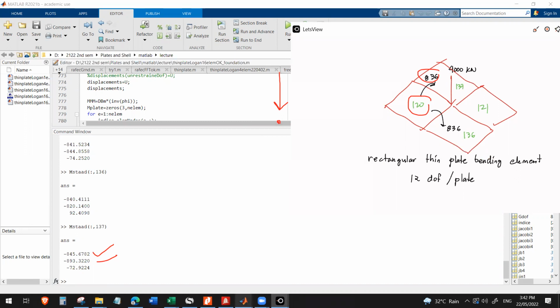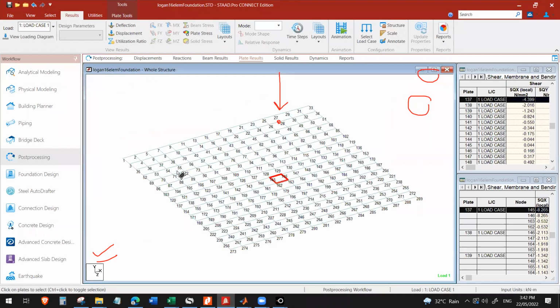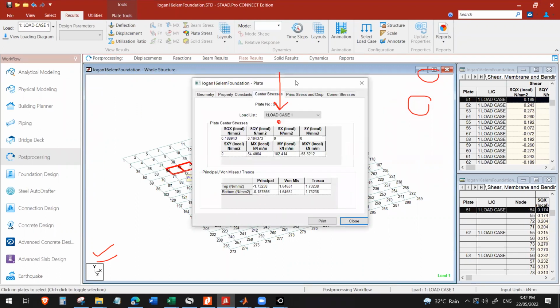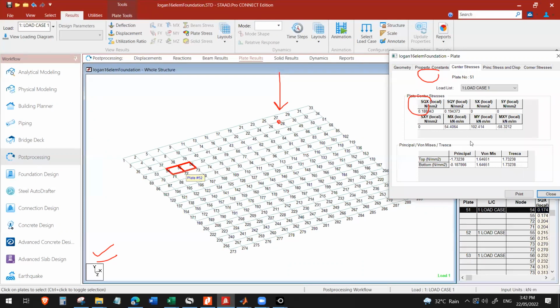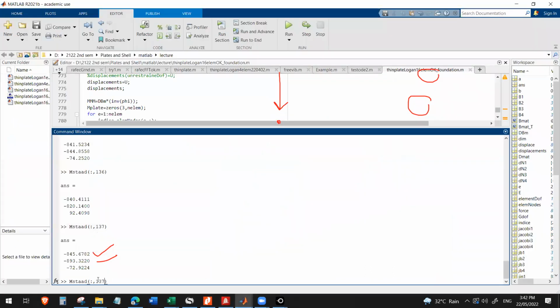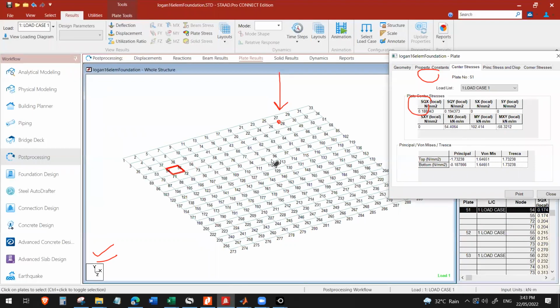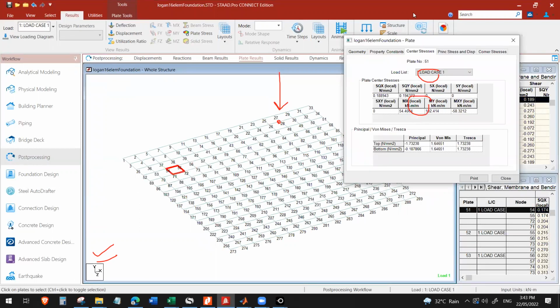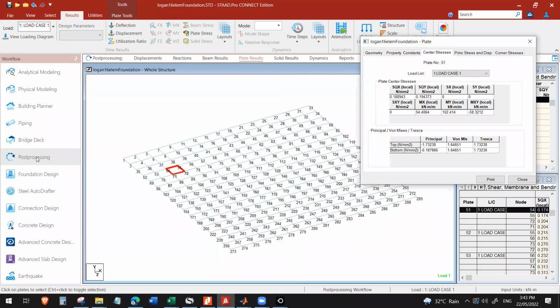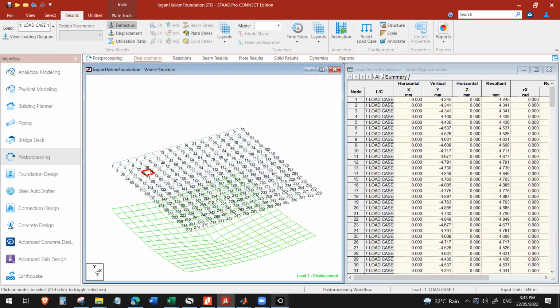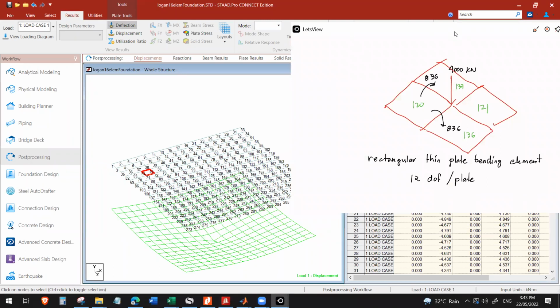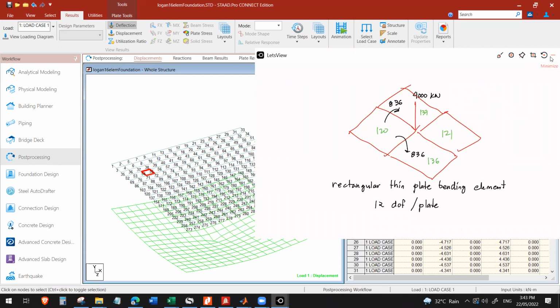Okay. How about this one? So let's try it here. Plate number 51. So we're getting 54 and 102. Yeah, almost the same, 55 and 109. Okay, so with that, we were able to obtain the same value of moment and displacement using just a rectangular thin plate bending element, okay, which is now comparable to a commercial software like STAAD.